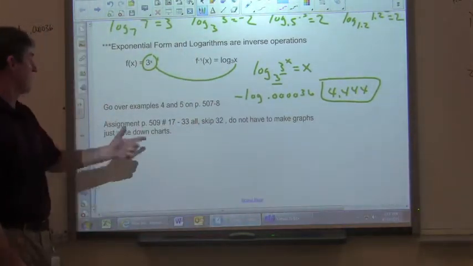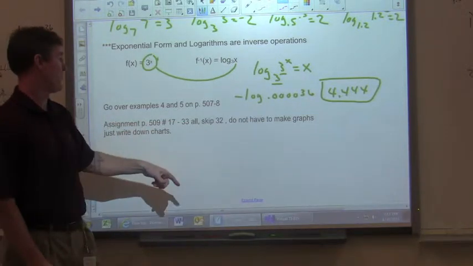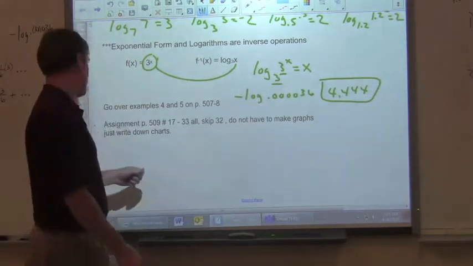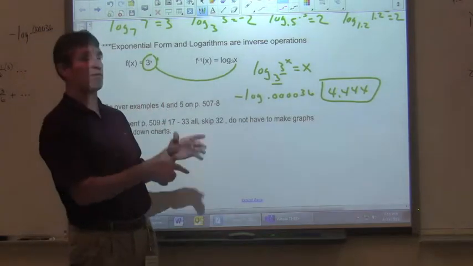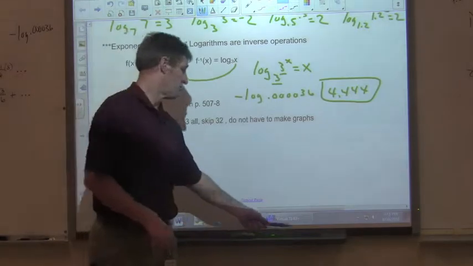So, your assignment, page 509, 17 to 33 all, skip number 32. Again, you don't have to make the graphs, just write the charts. If it asks for the inverse, you can just fill out the chart and write the inverse chart. So, good luck on that.